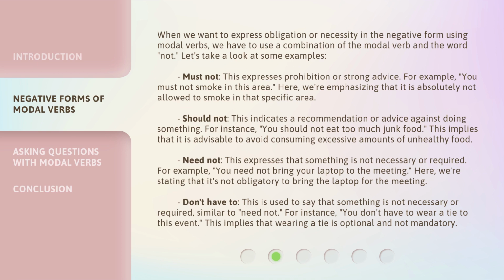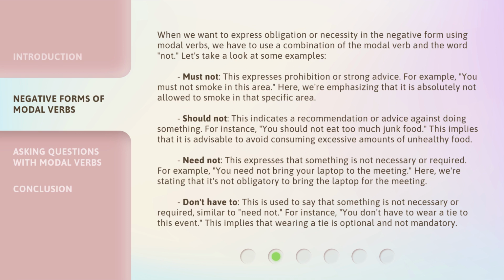Should not. This indicates a recommendation or advice against doing something. For instance, you should not eat too much junk food. This implies that it is advisable to avoid consuming excessive amounts of unhealthy food.